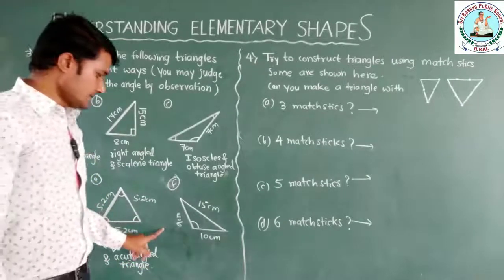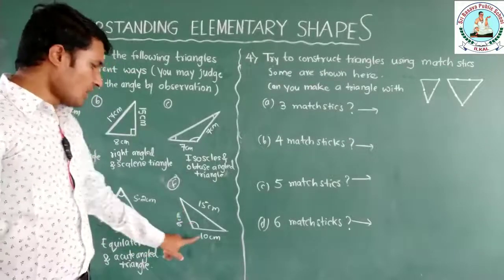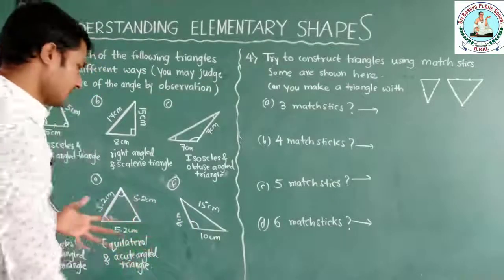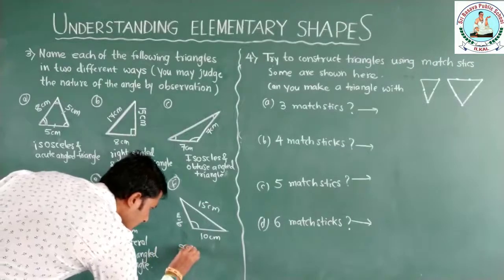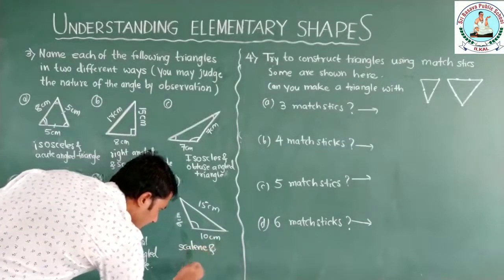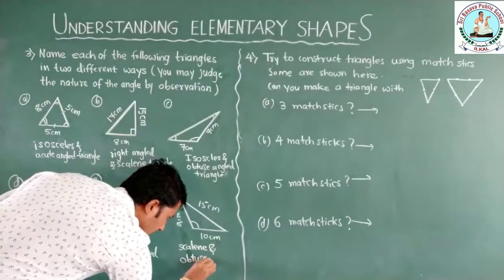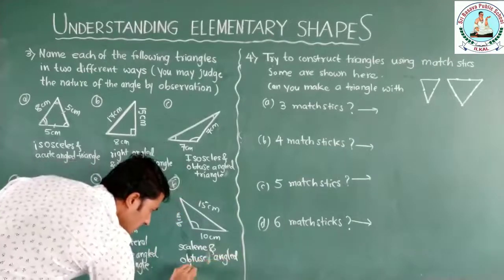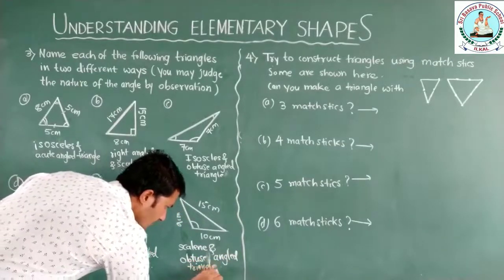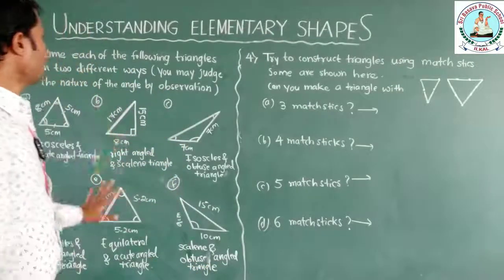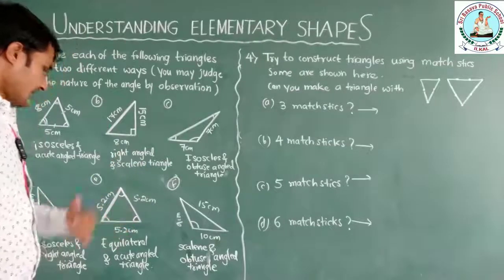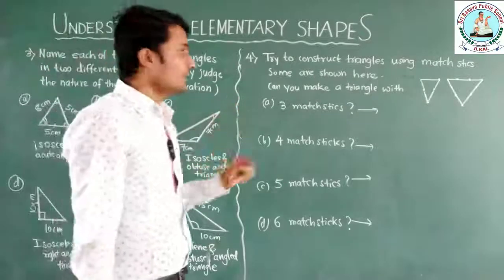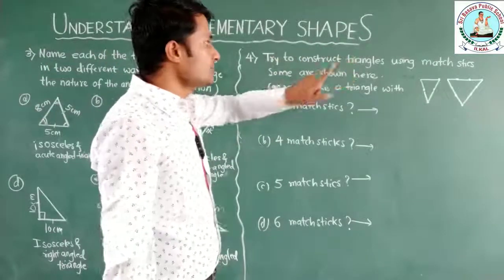Next one. So here you can say that first of all the lengths of all sides are not the same, so it is scalene, and one of the angles measures more than 90 degrees, so it is scalene and obtuse angled triangle. So this is how we can name the different types of triangles based on sides as well as angles. So let's go for the fourth one, that is, try to construct the triangles using matchsticks.